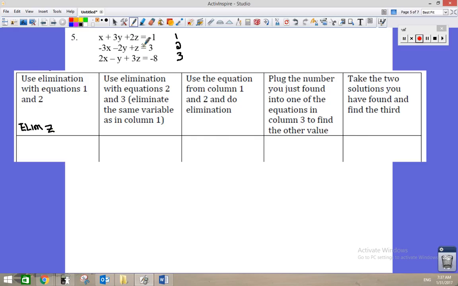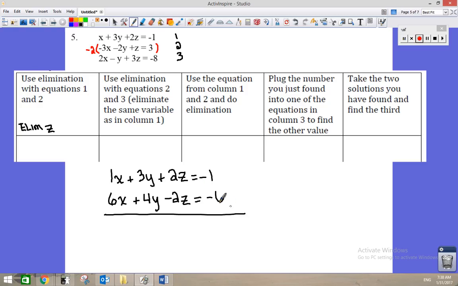So if we use equations 1 and 2, this 2z I need down here to be a negative 2z to cancel those out. So I'm going to multiply everything in equation 2 by negative 2. So let's write equation 1 down. Let's write equation 2, but we have to multiply it by negative 2. And the whole goal, the reason for multiplying by negative 2, is so the z's will be equal and opposite and that they'll cancel out. So that's what happens here.